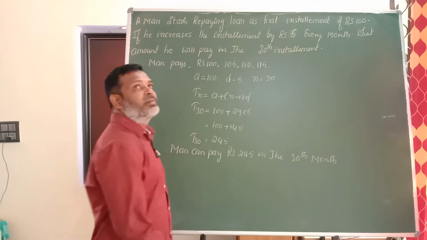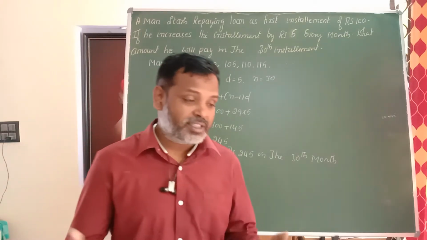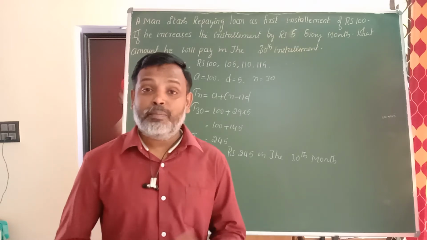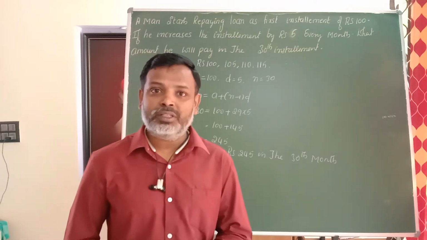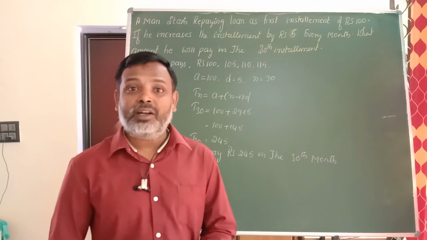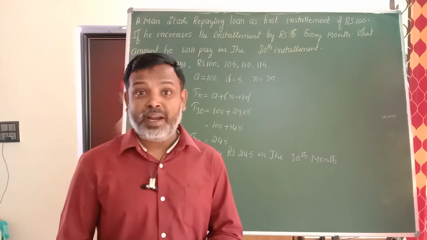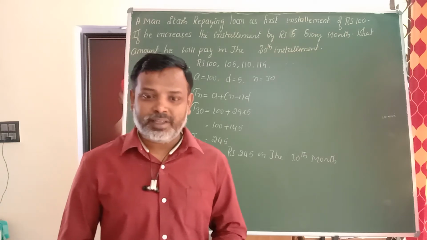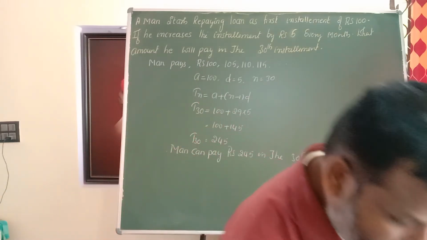These types of problems are real-life problems. For example, if a person takes a house loan, vehicle loan, personal loan or agricultural loan, this helps us calculate the amount paid in the 30th month, 15th month, or 100th month. So this is very easy. Now let us discuss one more problem.